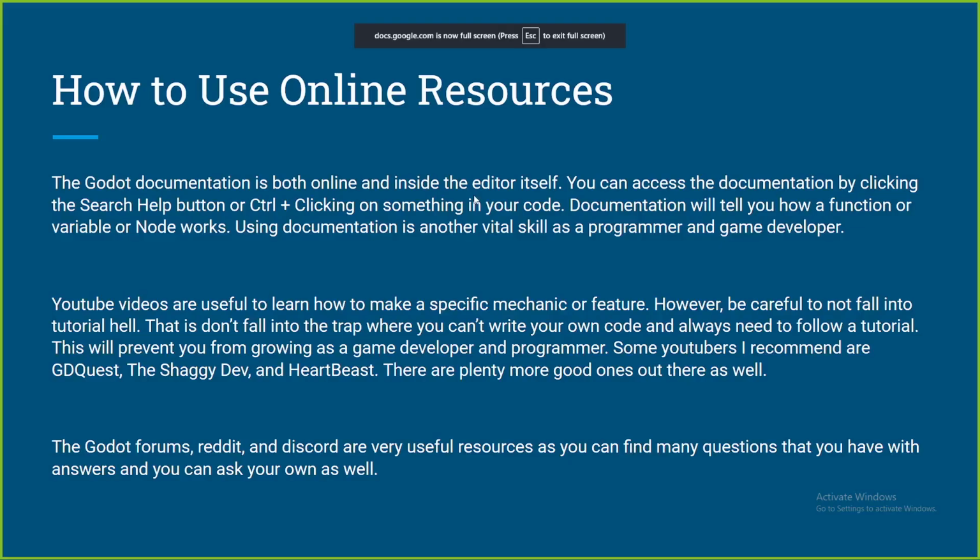All right, let's go back to online resources. Documentation will tell you how a function, variable, or node works. And it'll tell you signals or different properties on that node, or input, or a class. A node is a class. We didn't talk about classes, but think of it like a node. So using documentation is another vital skill of a programmer and a game developer. It's important to develop that early, and it's really useful.